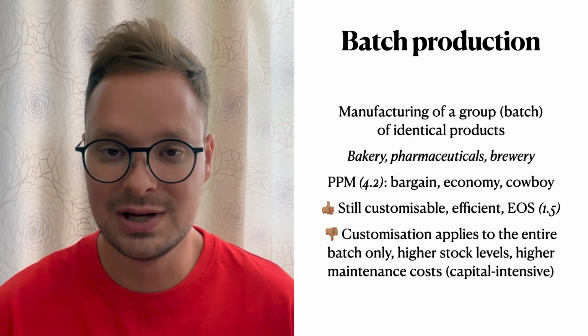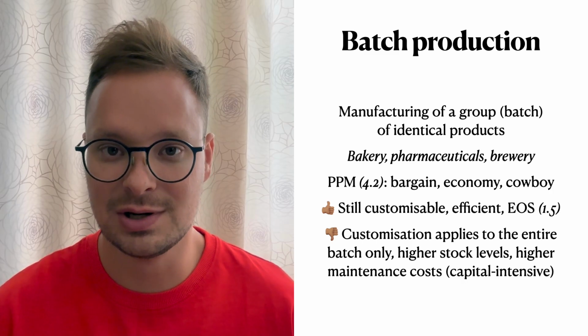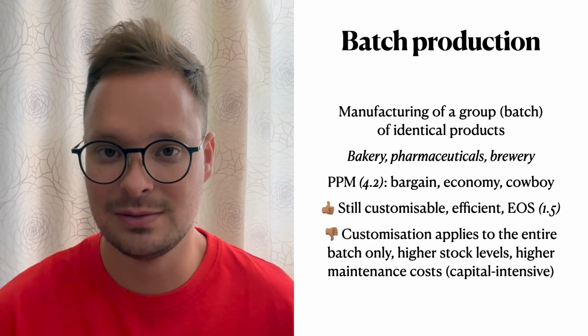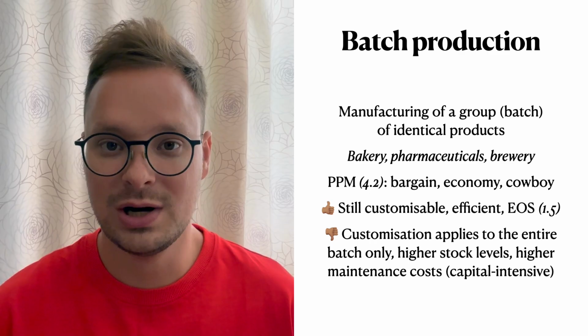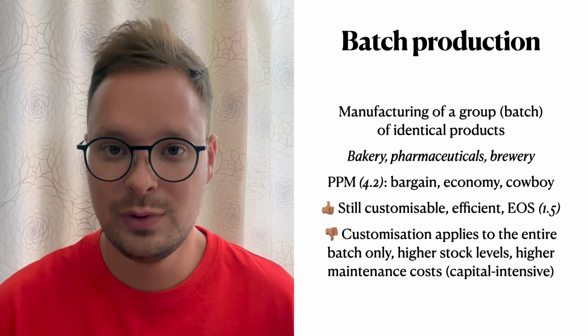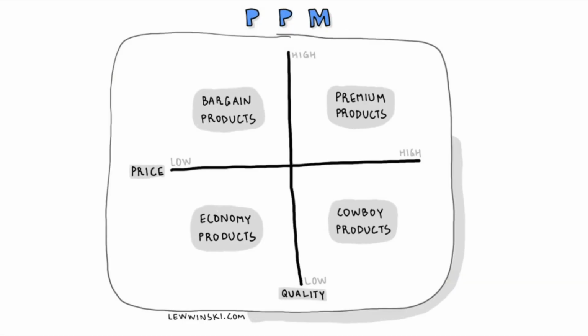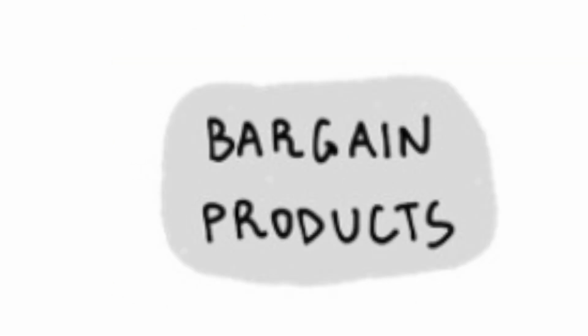In addition to bakery, some other examples could be the pharmaceutical industry, where the same machines are used to produce different batches of medicine, pills, drugs, and a brewery, where different kinds of beer are produced using the same equipment. If we put items that are produced using batch production onto the product perception map, they're most likely to fall into any category except for the premium category. So it means they can be economy products or bargain products or cowboy products. Of course, they can be premium as well, but the 3 categories that I mentioned are the most likely ones.